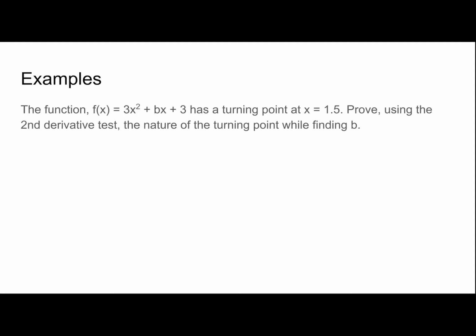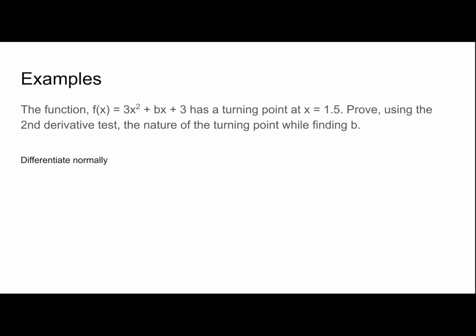So, some examples. The function f of x equals 3x squared plus bx plus 3 has a turning point at x equals 1.5. Prove using the second derivative test the nature of the turning point while finding b. A lot of people have trouble understanding what nature of a turning point means, but it literally just means whether this is a maximum or a minimum. There's nothing else to it.